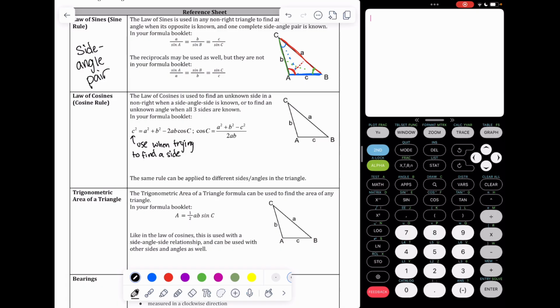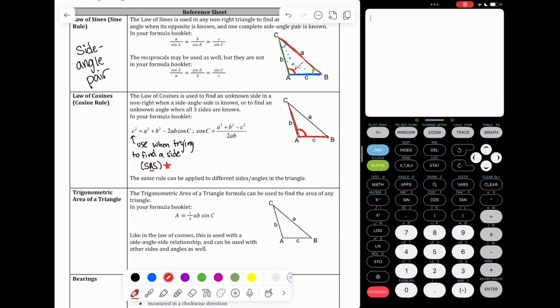In order to do that, the information we will be given needs to be in the side angle side format. That's what this little blurb of text here is saying: it's used to find an unknown side in a non-right triangle when side angle side is known. So what would it look like? This one right here would be if we're given a side, another side, and the angle between. That's very specific. Side angle side, the angle has to be between the sides. It can't just be any other angle. It must be sandwiched between the two.